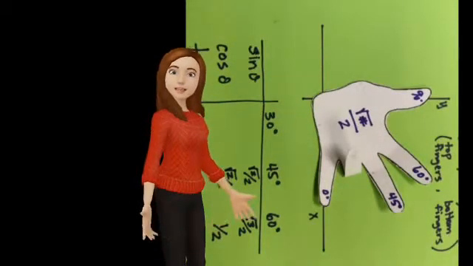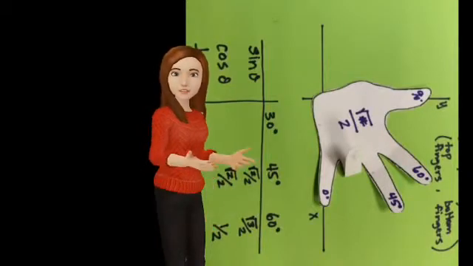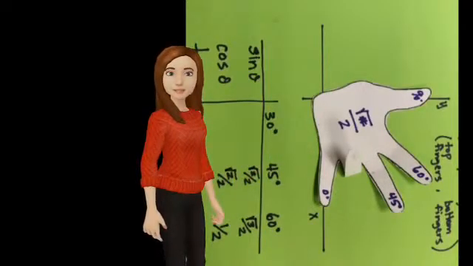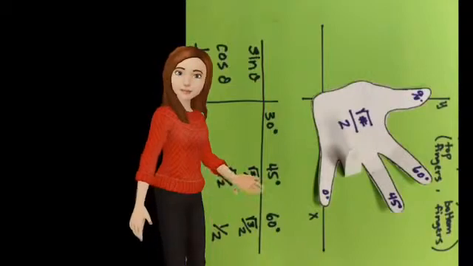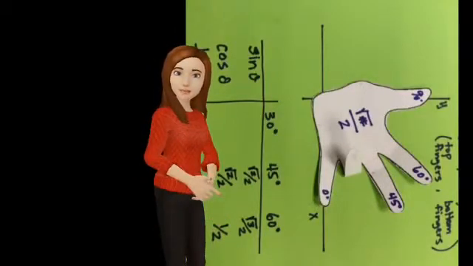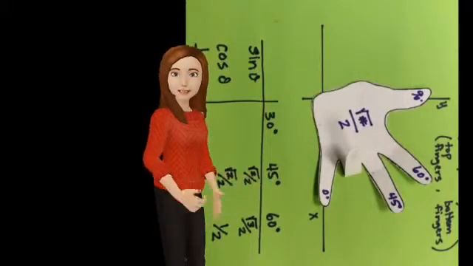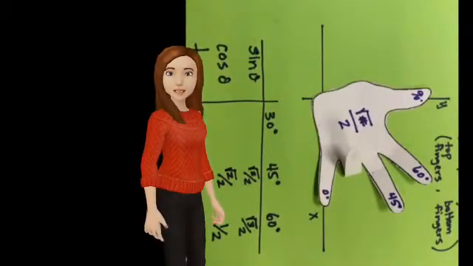Find the values of sine and cosine for 30 degrees the same way. Bend the finger that represents 30 degrees. Now you have 3 fingers on top. Cosine is on top. So cosine 30 degrees is equal to the square root of 3 divided by 2. Sine is on bottom, so sine 30 degrees is equal to the square root of 1 divided by 2, which simplifies to 1/2.